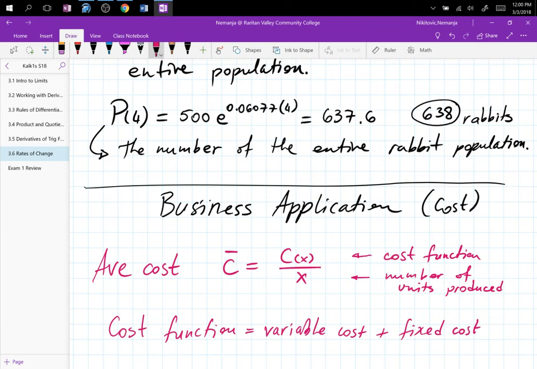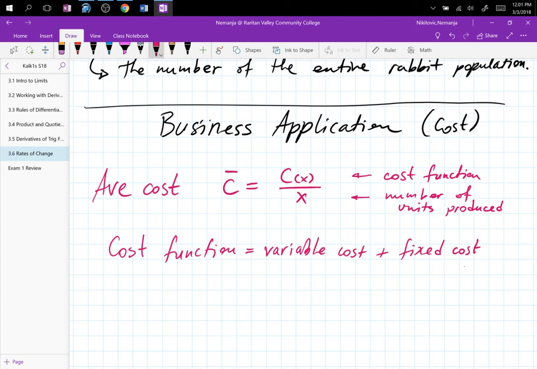So cost function is the variable cost plus the fixed cost, and in calculus class, that is given to you. So I'm going to give you C of x, so you don't have to worry about the subtleties of what's what. So the average cost is going to be the cost function divided by how many units you made.